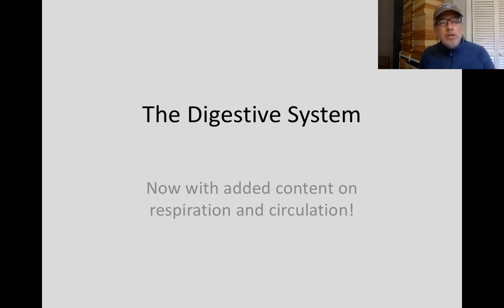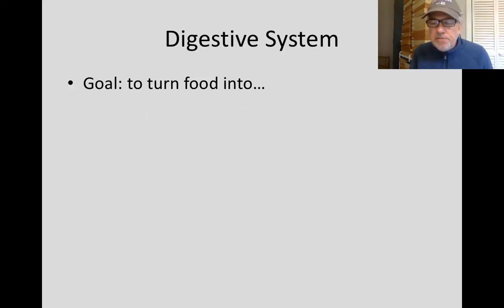Today, I want to talk to you about the digestive system, and I want to provide an overview, and I will do it rather rapidly, but hopefully with what you've already learned about the digestive system, this will solidify your knowledge. And as you can see from this, we will also use this PowerPoint to study respiration and circulation. The digestive system has a goal, and I think you know that goal.